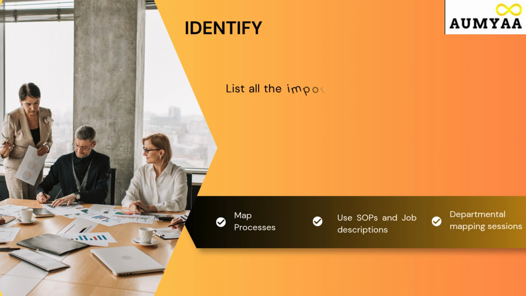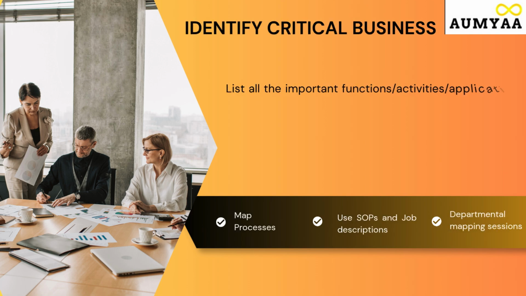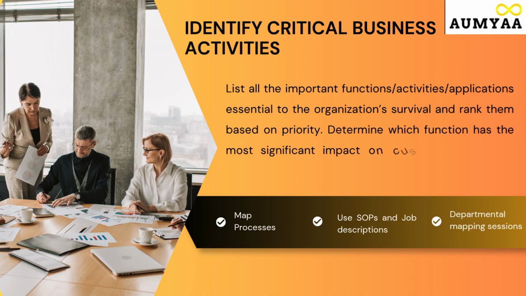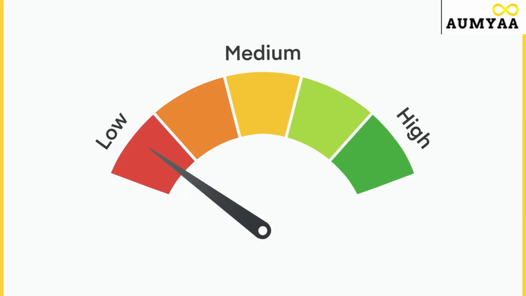The first step in conducting a business impact analysis is to identify the critical business activities and systems that are essential to the organization's operations and long-term survival. Once identified, these activities should be ranked based on their level of priority and business criticality. This can be achieved by conducting meetings or workshops with relevant stakeholders and process owners. During these discussions, each business function is reviewed. Its criticality is mapped based on the impact, low, medium or high, it would have on the organization.